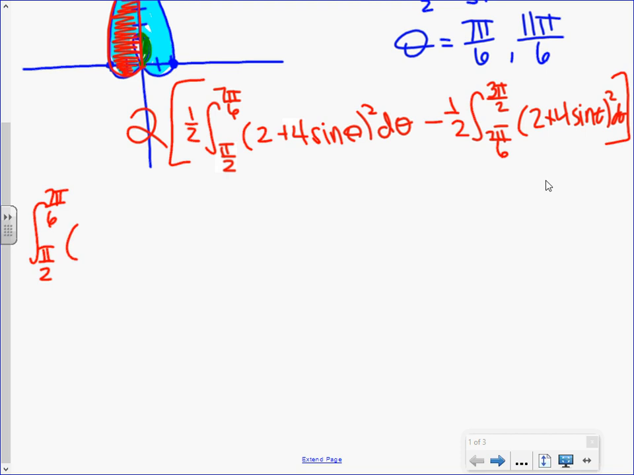Okay, so 2 plus 4 sine of theta, the quantity squared. We know that that's going to be 4 plus 16 sine theta plus 16 sine squared theta. What? No? Yes? Yeah.